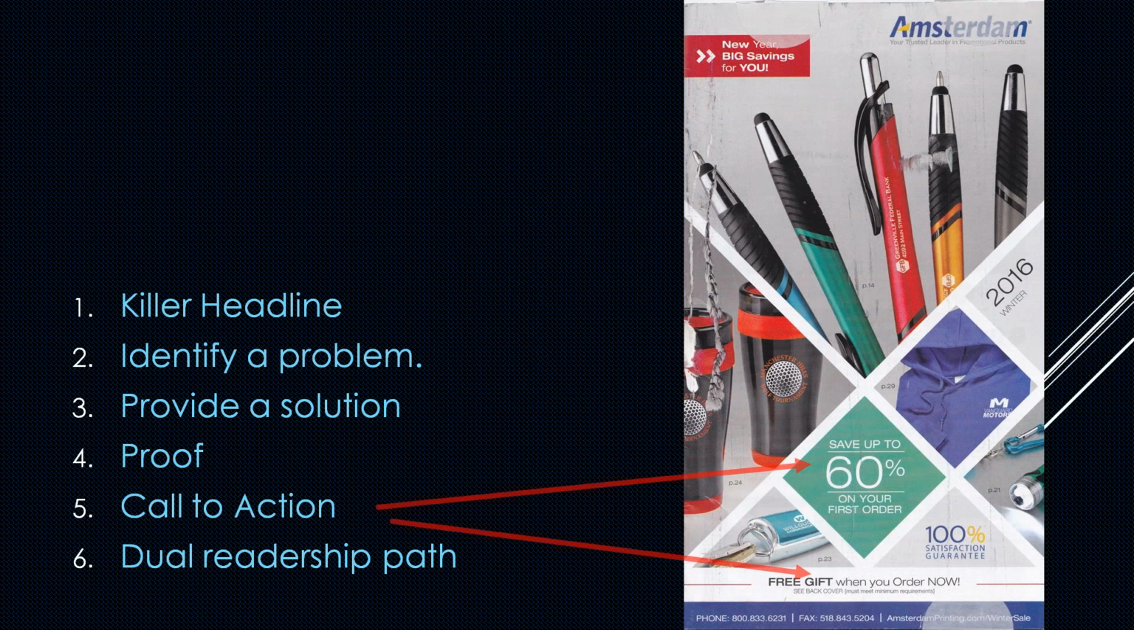You know, it may be a free gift when you order by February 15th, maybe better than order now, because if this sits at the bottom of the pile, you take it out in July, well, I guess when you order now too, but it really doesn't have the same oomph as saying order by this particular date. And then a dual readership path, they don't have that either.